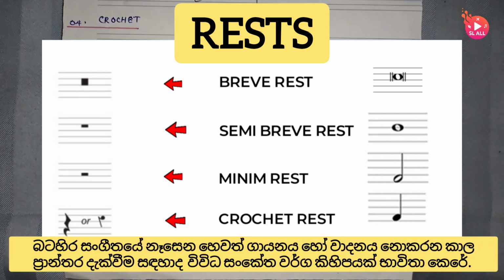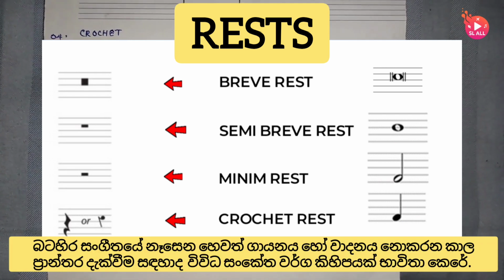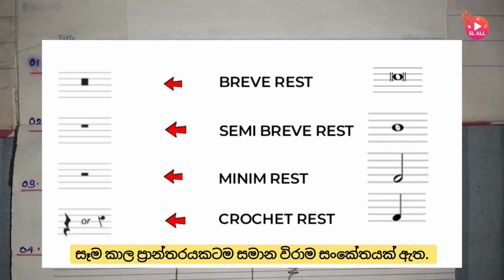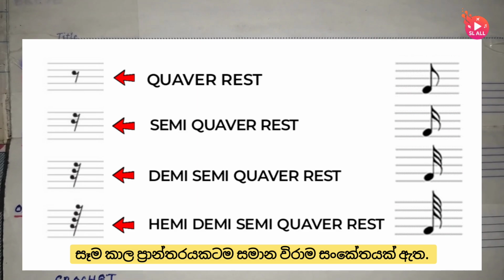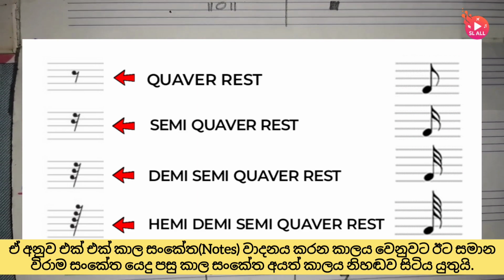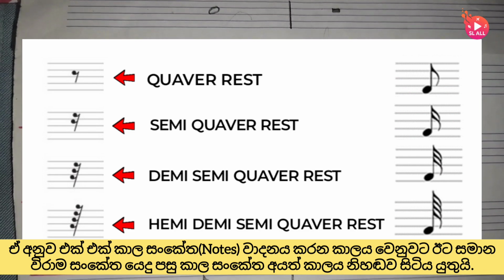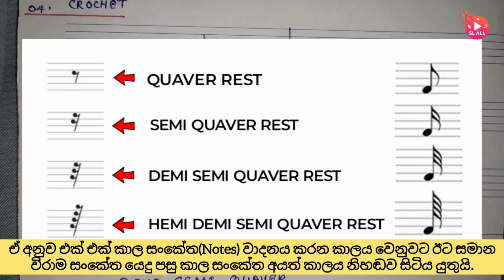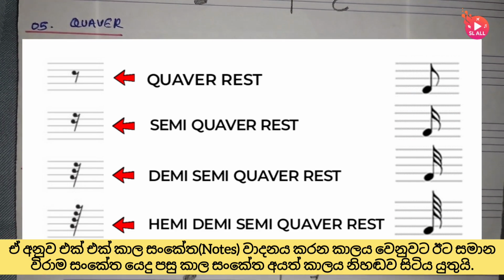In Western music, special symbols called rests are used to represent periods of silence, moments when no singing or instrument playing occurs. Each note value has a corresponding rest symbol of equal duration. Therefore, for every note that represents sound, there is an equivalent rest that represents silence for the same amount of time.